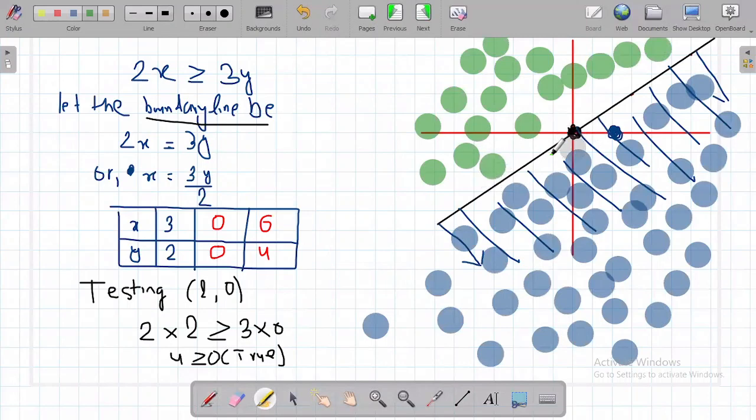For example, here I take one point, this is -2,1. You can see this is -2,1. Now if you take this -2,1, it will be false. Okay, so be careful. So let's go to the next question.